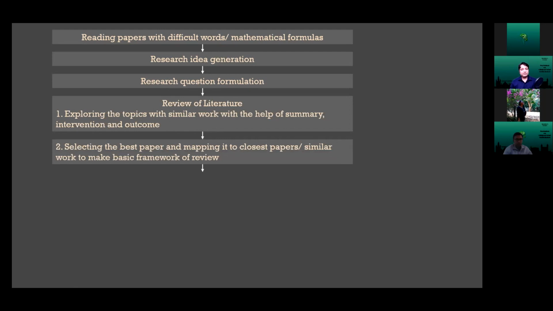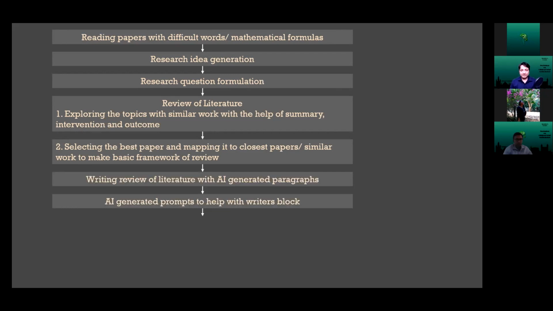Then we have review of literature. It can also help in review of literature by compiling different papers. And it can select the best paper, and it can also map the closest paper, a very good software for that. It will help you very, very much in paper writing, especially at the time of review of literature.